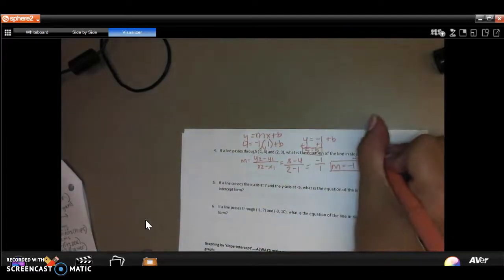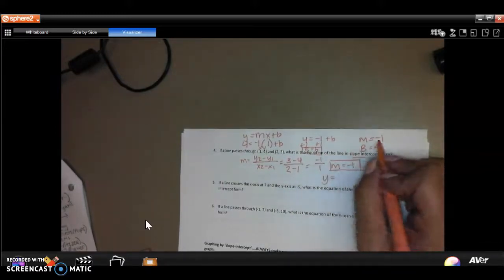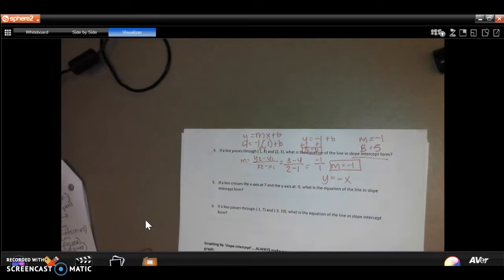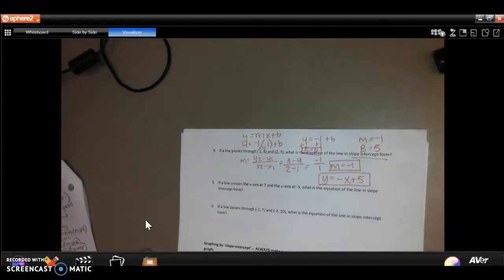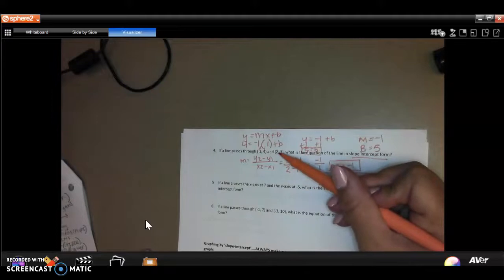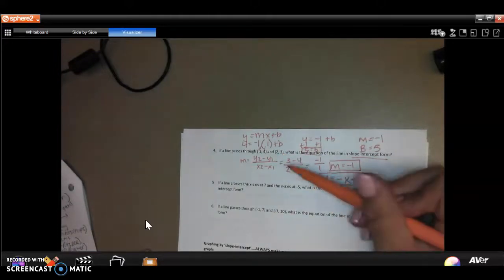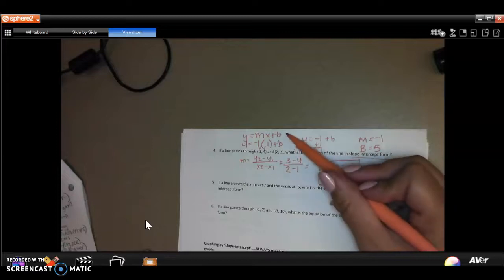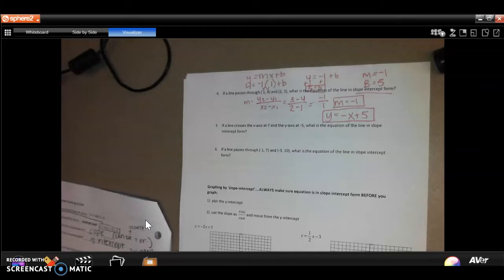Well, if my b is 5, now I have enough information to put this in slope-intercept form. My slope was negative 1, so negative 1x, and my b is 5. So for this one, finding your slope through our formula, remember x coordinate comes first, then y, then plugging our slope back in and plugging those into the equation to solve for my b. Okay, let's show this next one.